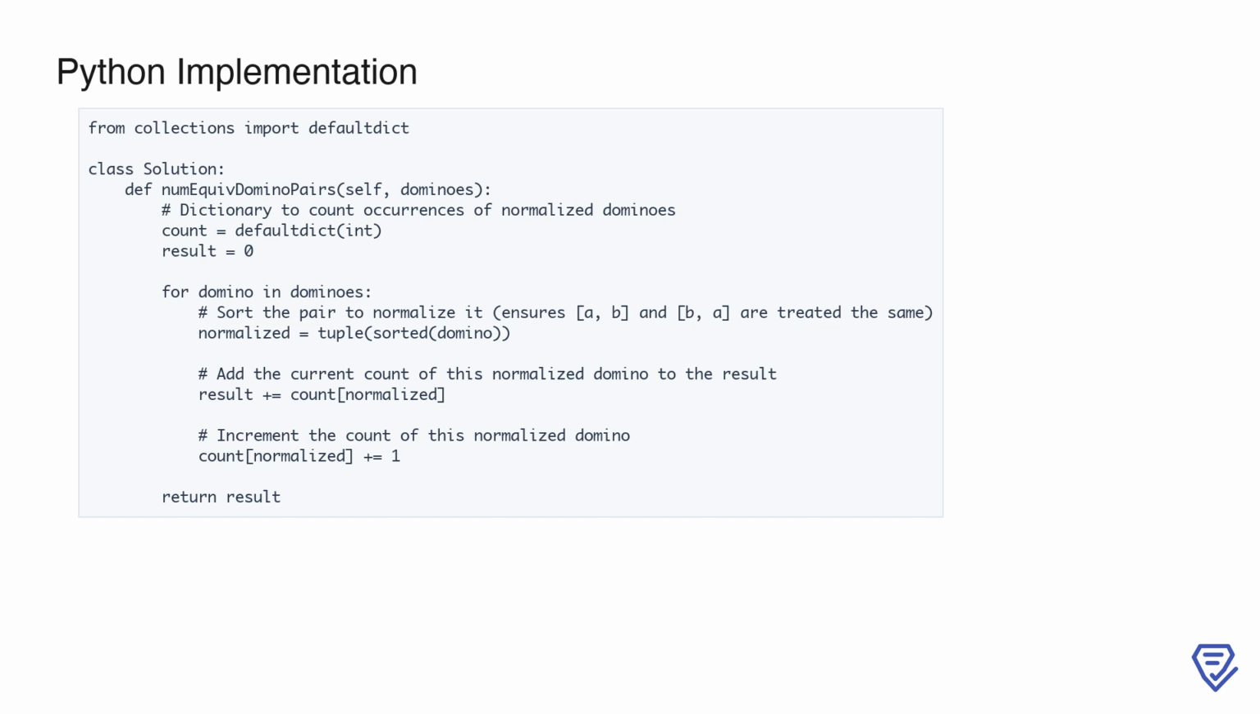final answer. This approach is efficient with a time complexity of O(n), where n is the number of dominoes, as each domino is processed in constant time. The space complexity is O(k), where k is the number of distinct normalized domino pairs, at most 45, since there are only 9×10/2 unique pairs.